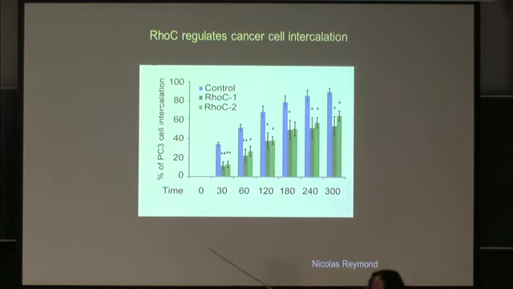This is a quantification just to show that when we reduce the levels of Rho-C, which is shown in green, compared to the control cells in blue, that it reduces not only attachment but the ability to spread between the endothelial cells.